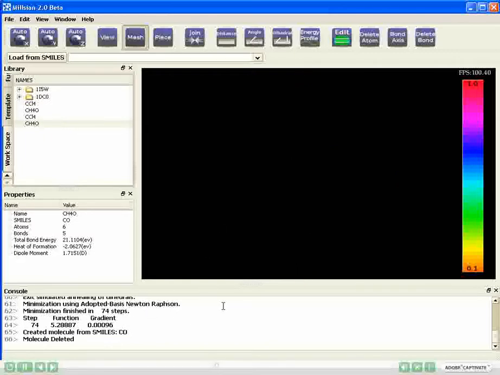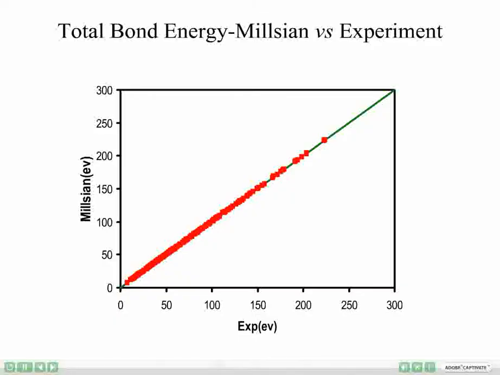This plot summarizes the overall performance of Millsian for the same set of molecules used in the previous calculations. As expected, all the data points lie on the diagonal. The average absolute error is only about 0.1%.